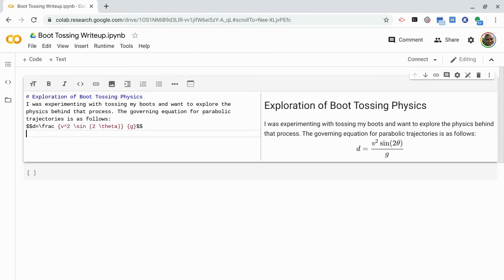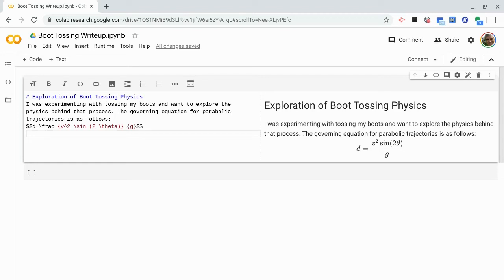Now, what I'm trying to do here is solve the equation for the case where my distance is 12 meters and my angle of toss is 30 degrees. And what I did in handwriting was I solved that equation for v. I want to find out how fast I need to throw that boot at an angle of 30 degrees to achieve a distance of 12 meters, which is the regulation distance for boot tossing.